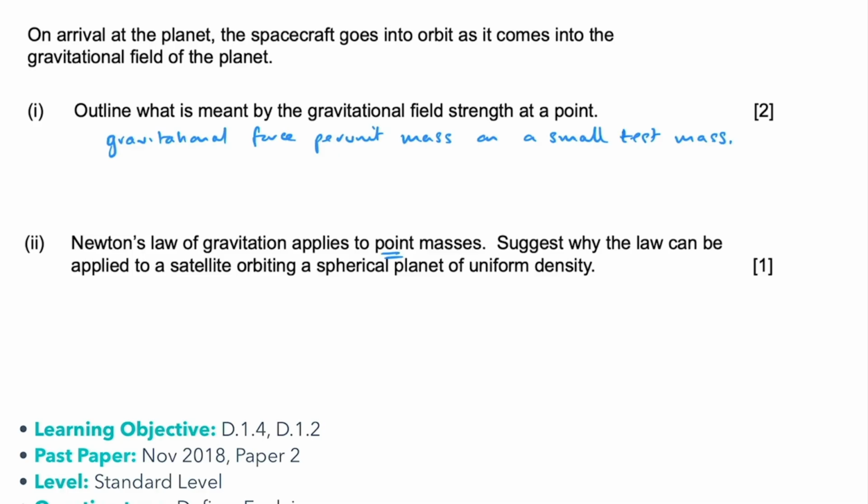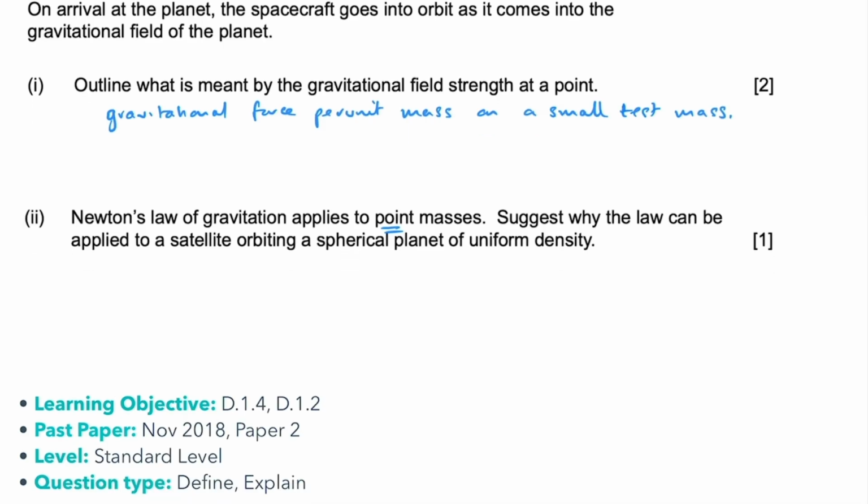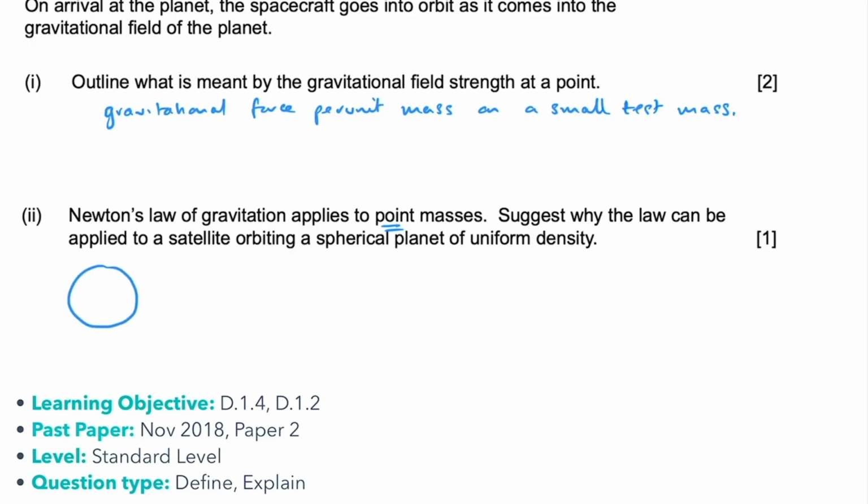There we are. Suggest why the law can be applied to a satellite orbiting a spherical planet of uniform density. Right, well, spherical planet of uniform density means that all the mass acts as though it's from the centre of the point. So that's where the mass of the planet comes from. This satellite, in comparison to the planet, is absolutely teeny tiny. Do you think that the gravitational field created by this satellite has any effect really on that of the planet? Well, no. So in which case we can call this a test mass. It's in orbit a distance of r away from the centre of the planet.